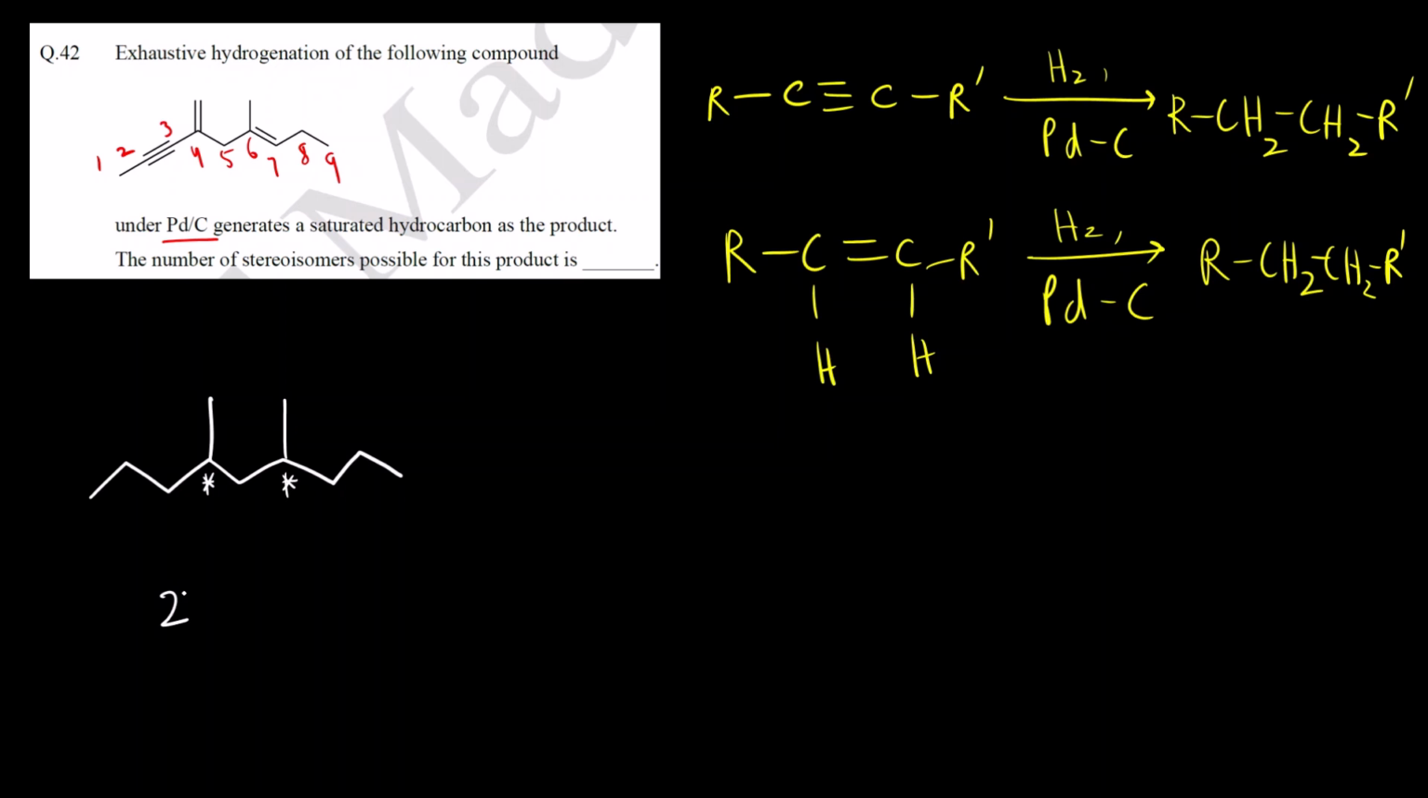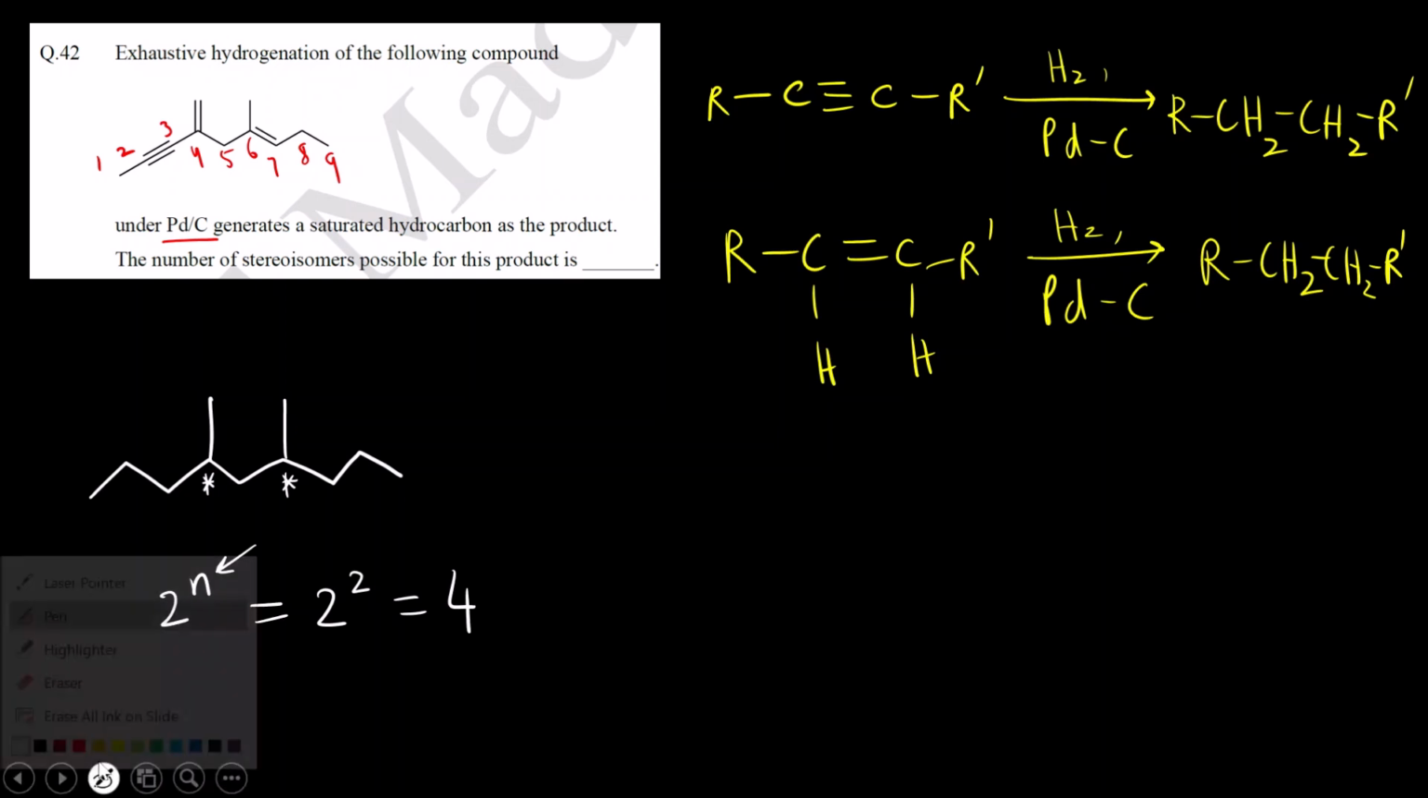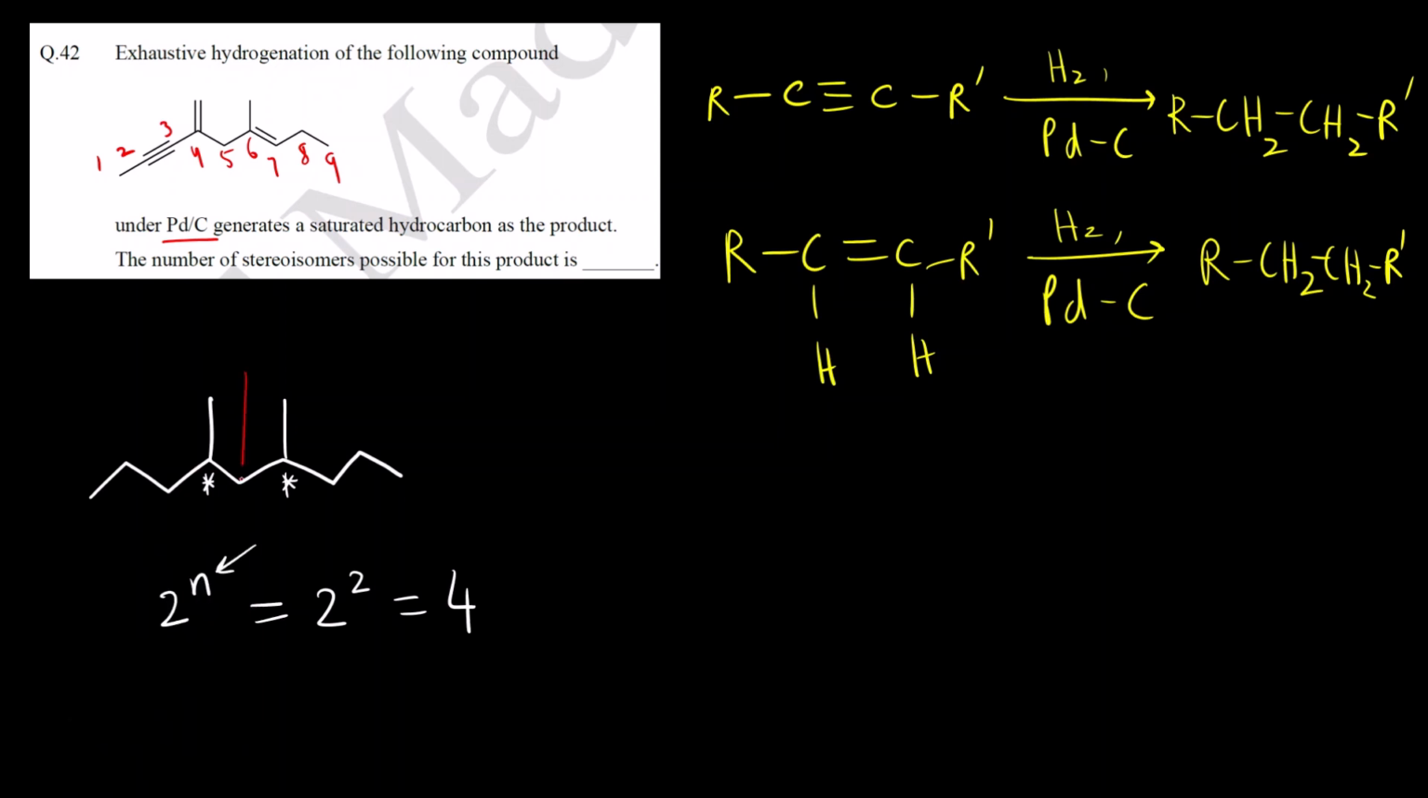So if you write down the formula for the number of stereoisomers, it is 2 raised to n. n is the number of chiral centers, so it will be 2 raised to 2, that is 4. But is the answer 4? No. What will happen is, this is what? This is a meso compound. You can see there are 2 chiral centers plus there is a mirror plane.